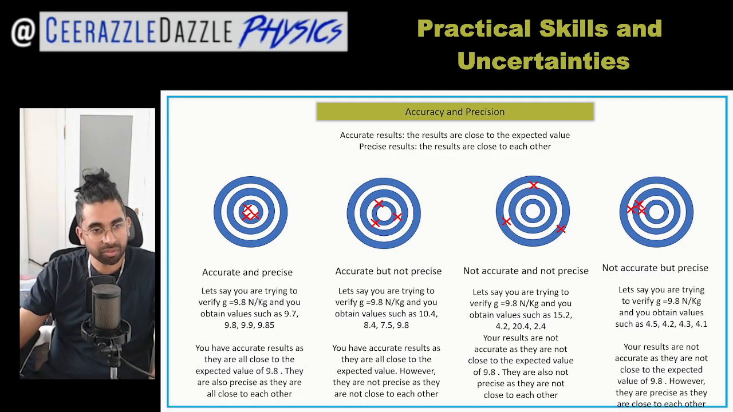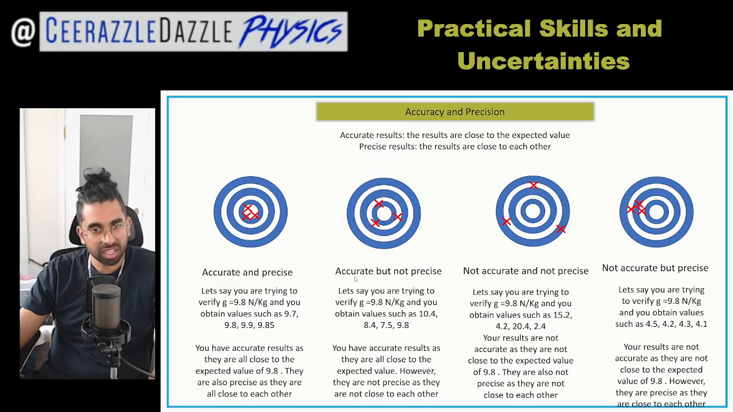Right, okay, so first of all, let's say you did an experiment. You've got gravity, you know it should be 9.8. You've got 9.7, 9.8, 9.9, and 9.85. Well, obviously, they're all close to each other, and they're all close to the expected value. These are both accurate and precise.